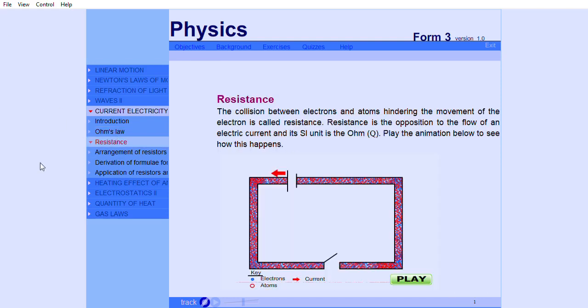Resistance. The collision between electrons and atoms hindering the movement of the electrons is called resistance. Resistance is the opposition to the flow of an electric current, and its SI unit is the ohm. Play the animation below to see how this happens.